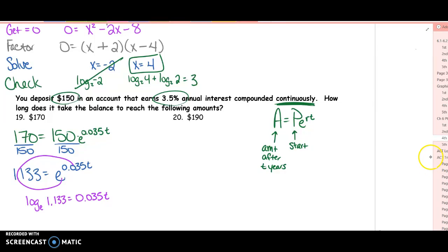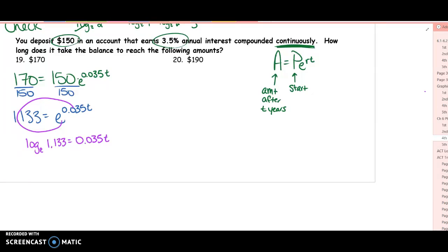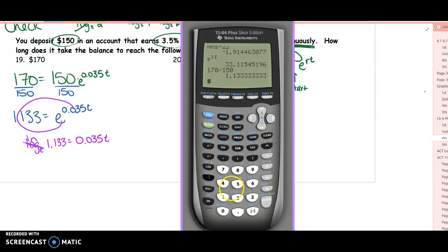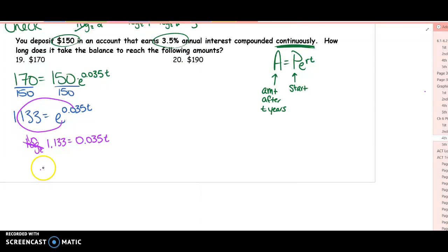Log base e is ln. So to figure out what that is, punch ln into your calculator. This thing means ln. So ln of 1.133 is 0.125.